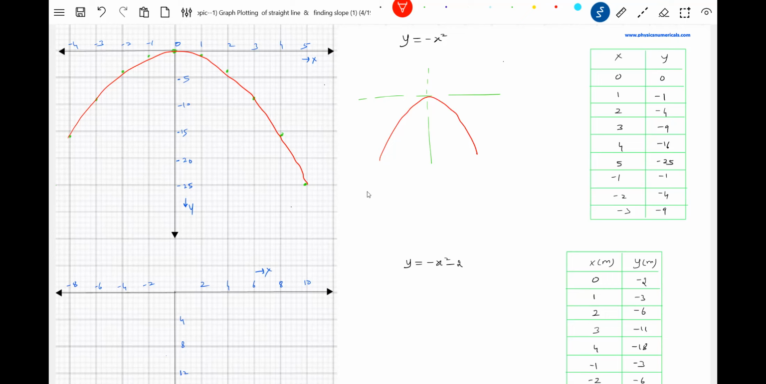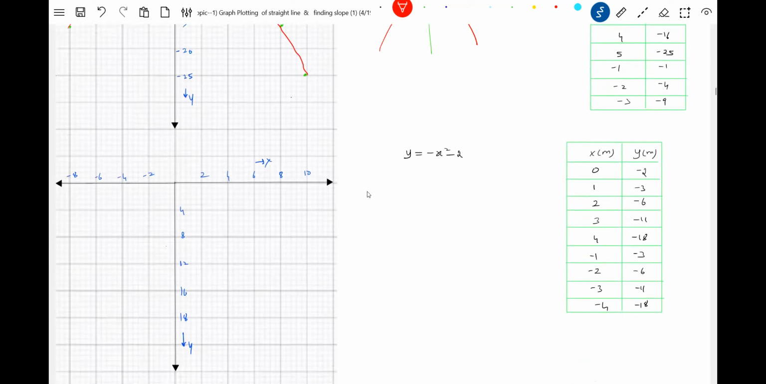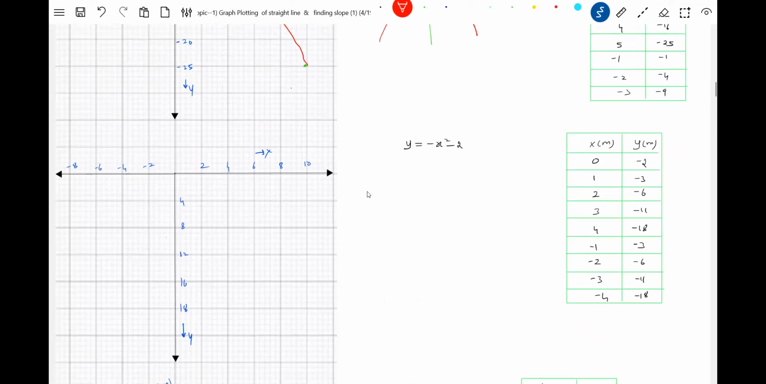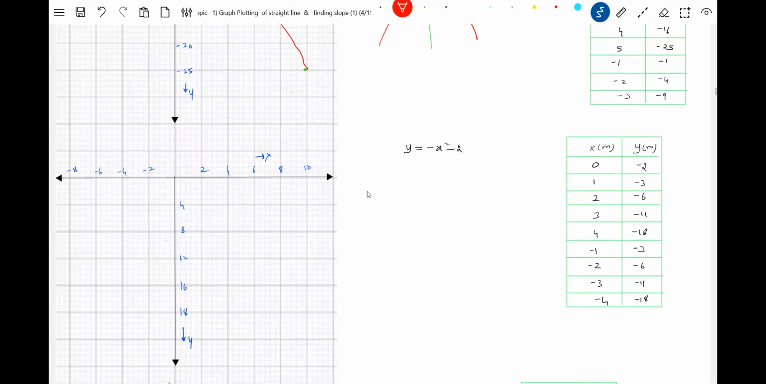We'll go now for y equal to -x square -2. Look at the values: just put x equal to 0, 1, 2, 3, 4, and make a tabular column of the corresponding values of y. Then you look at the points. Everyone has studied these things, so I'm just trying to make you recollect things here. X equal to 0, y will be -2. All these are negative values.